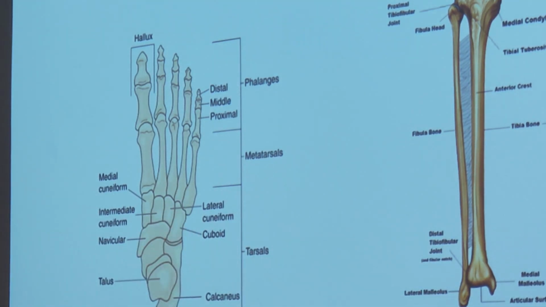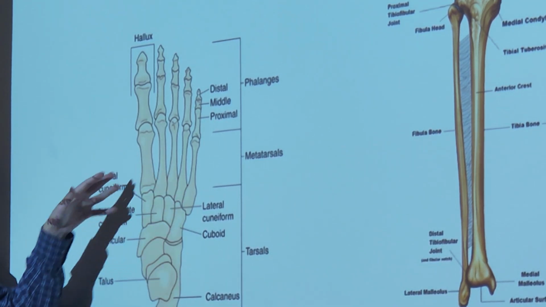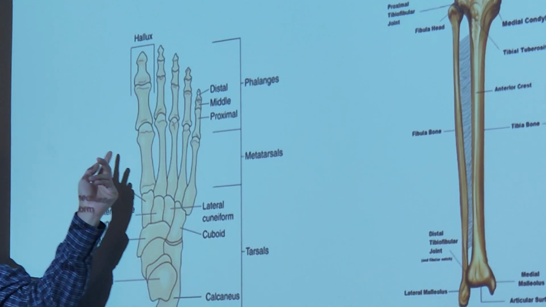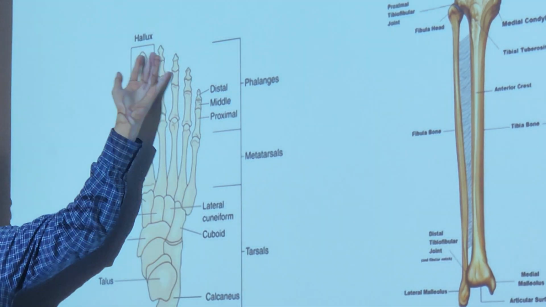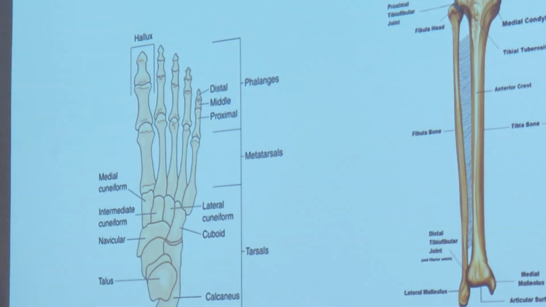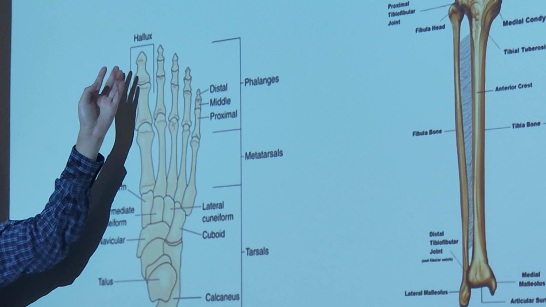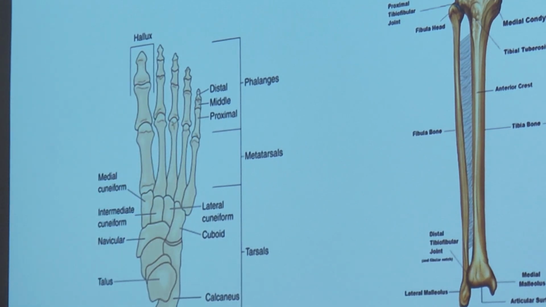So really, the tarsals are the only kind of weird thing here. Everything else looks a lot like your hand. Your metatarsals instead of metacarpals, and then your phalanges. First phalange still only has 2, proximal and distal. All the other phalanges have 3. One more piece of anatomy that we need to pay attention to.